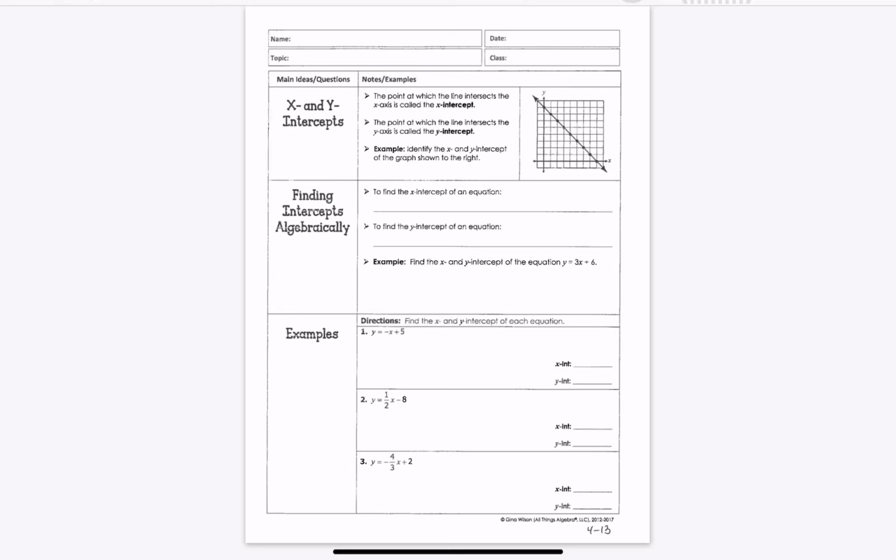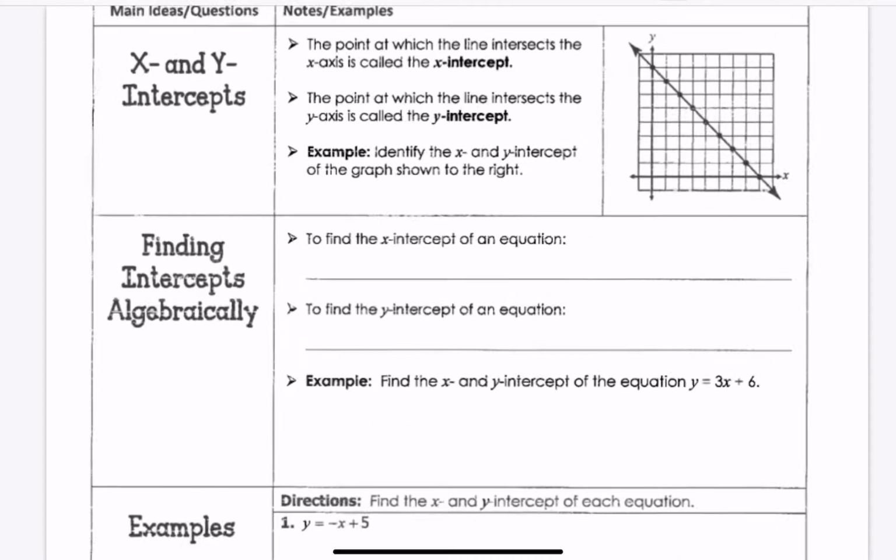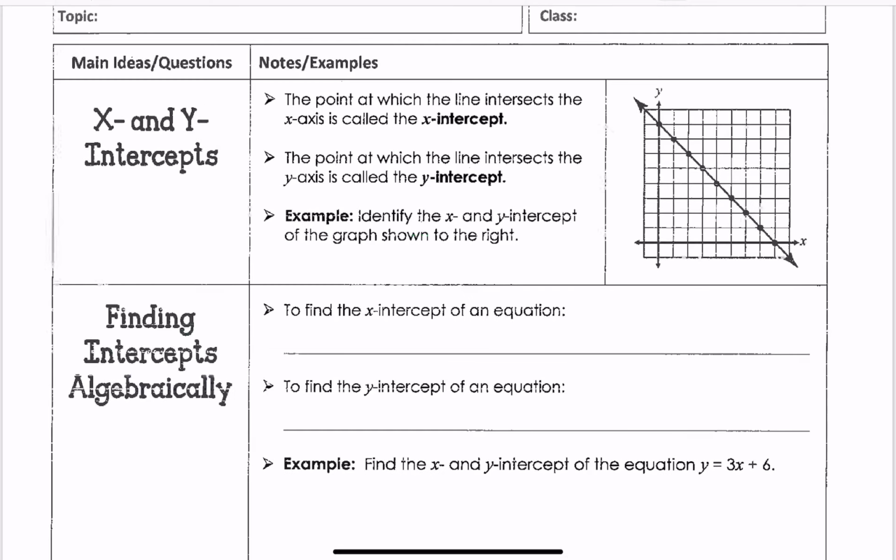For our next set of notes, we're going to talk about x and y intercepts, and we are on page 413 of our notebook. We've talked about y intercepts, but let's talk about x intercepts first. An x-intercept is the point at which the line intersects the x-axis. I'm going to highlight the x-axis, and the x-intercept is where our line intersects the x-axis.